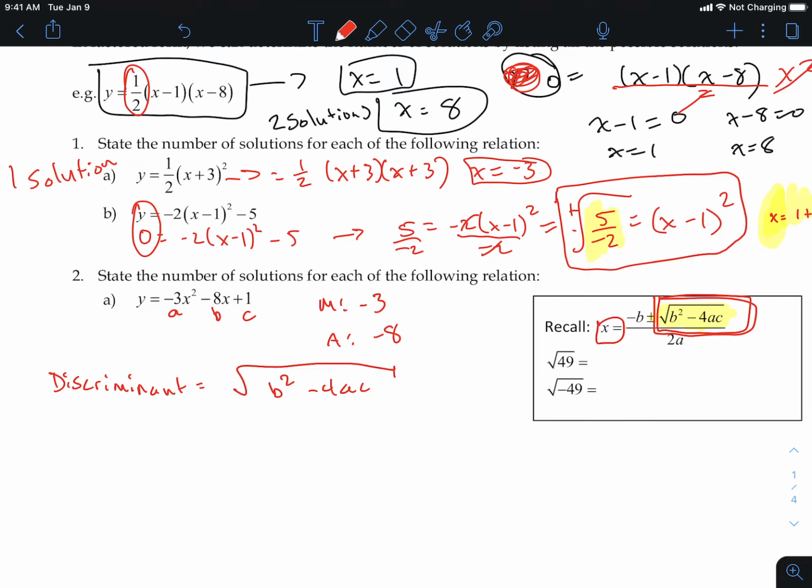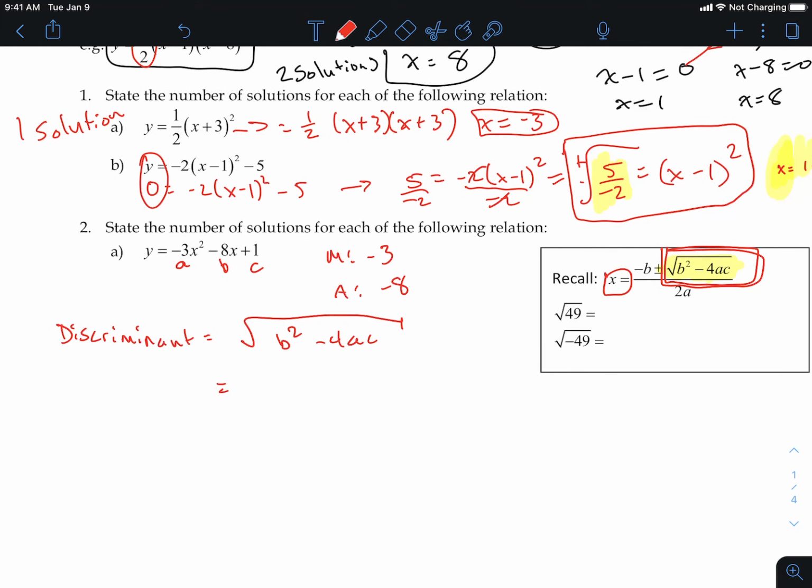I'm just going to plug the ABC values in there and see what happens. So, b squared is negative 8 squared minus 4 times negative 3 times 1. So you don't use the x? Not for this. The quadratic equation, yes. If I ask you what x equals, you have to use this. So b is negative 8x. Oh, I see. Yeah, only the coefficients. Only the coefficients, the numbers.